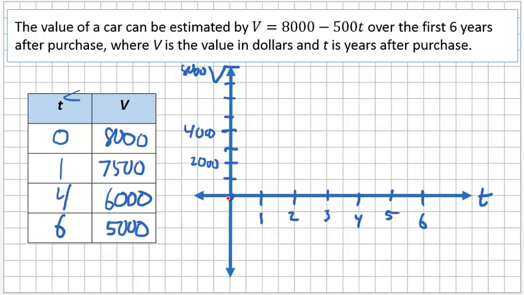Let's go ahead and plot my points now. We got 0, 8,000, 1, 7,500, so that's going to be halfway between 7,000 and 8,000. 4, 6,000, and 6, 5,000. Okay, and then we would again draw that line, hopefully using a straight edge instead of my horrible freehanding, but our line would look approximately like that.